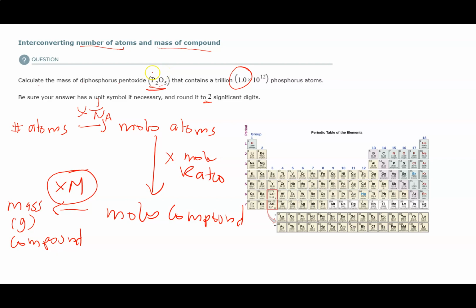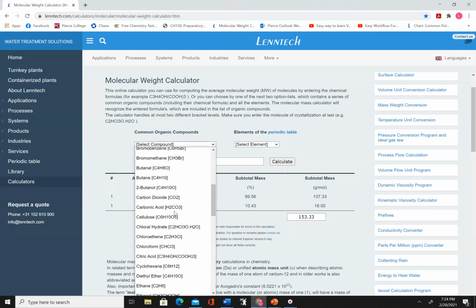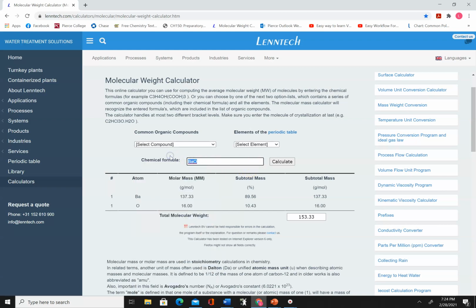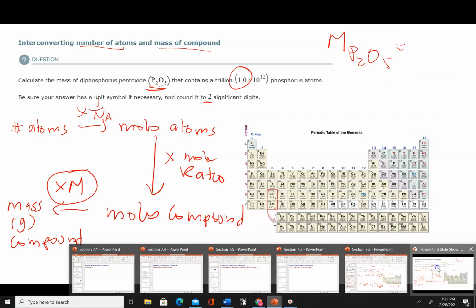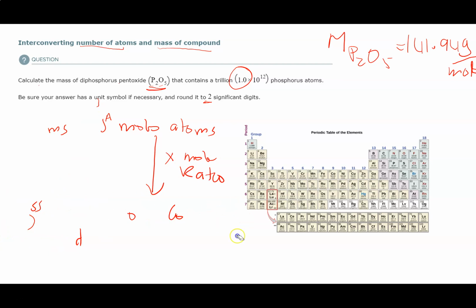But before we get going, let's go ahead and get the molar mass of phosphorus pentoxide. So we'll head on over to our molecular weight calculator. We've got 2 options. We could look to see if it's in the list, and it's not. So we'll go P2O5. It's not really worth looking in the list for real simple things, and it's 141.94 grams per mole. Okay, so now we're in business, and we're just going to set this up all in one go.